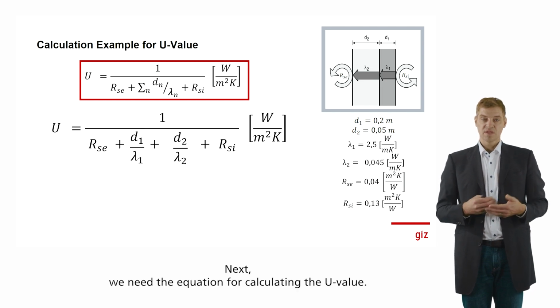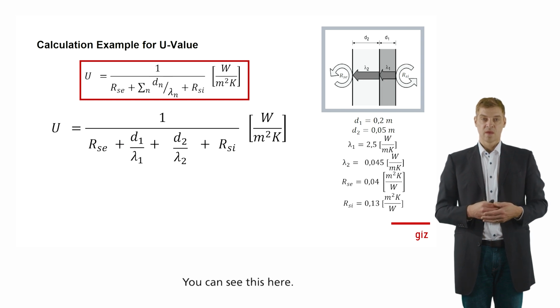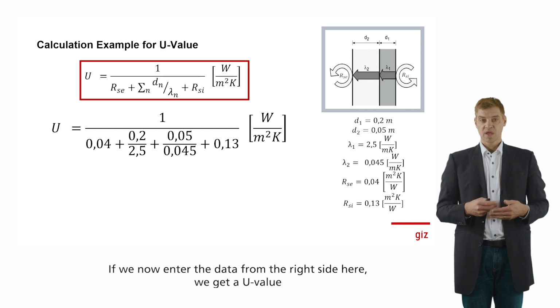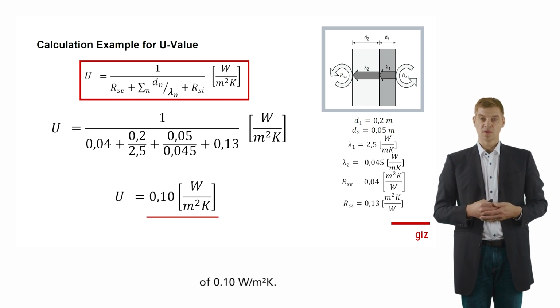Next, we need the equation for calculating the U value. You can see this here. If we now enter the data from the right side here, we get a U value of 0.10 watt per square meter and Kelvin.